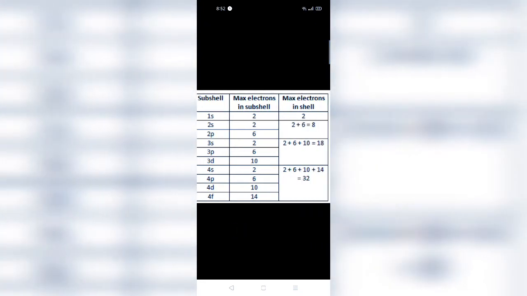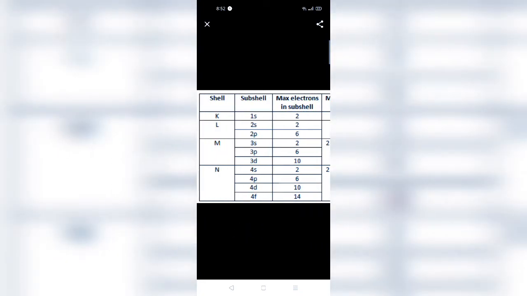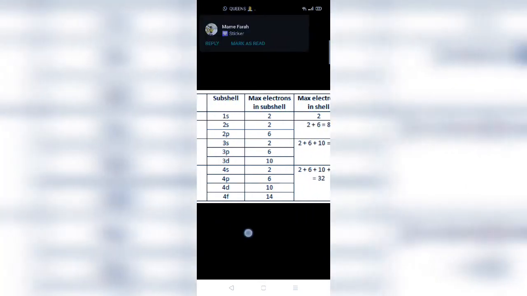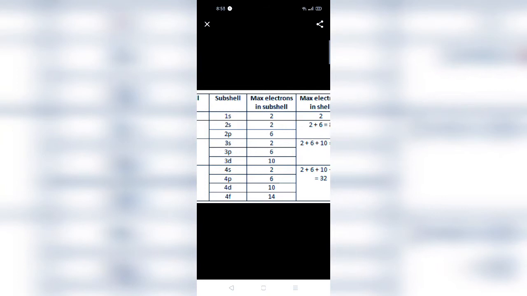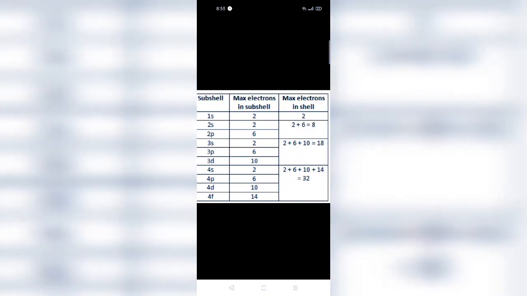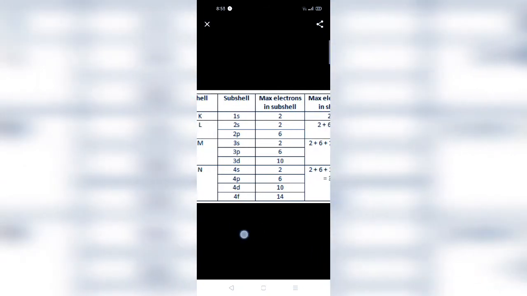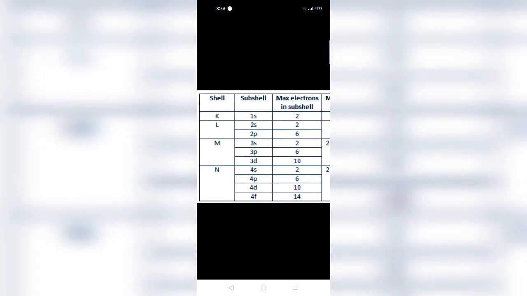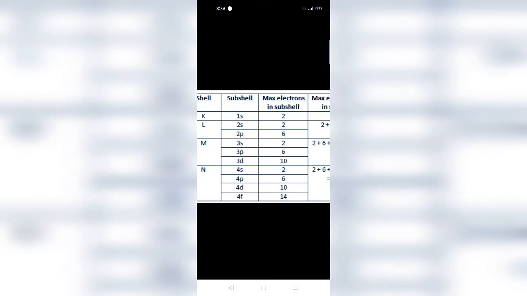10 electrons. Similarly, the fourth shell, N, n=4, contains a total of 32 electrons. It means it has 2 electrons in 4s, 6 electrons in 4p, 10 electrons in 4d, and 4f contains 14 electrons, which is a total of 32 electrons. It means the N shell, main energy level, contains 4 subshells, and the distribution of electrons in this shell is 2, 6, 10, and 14.